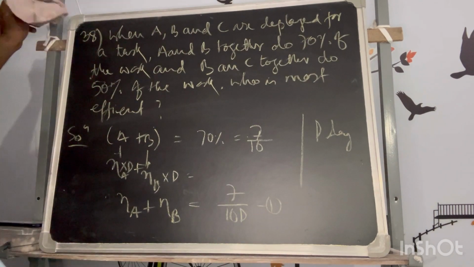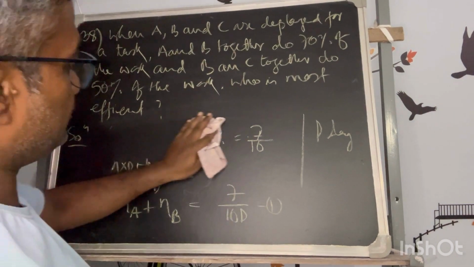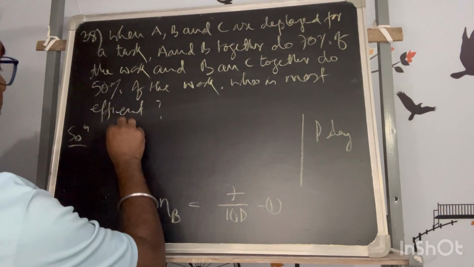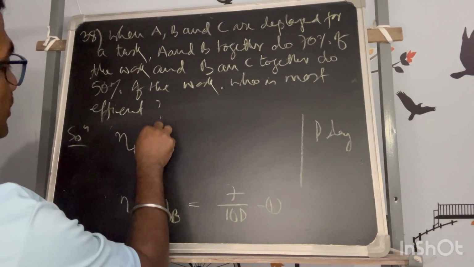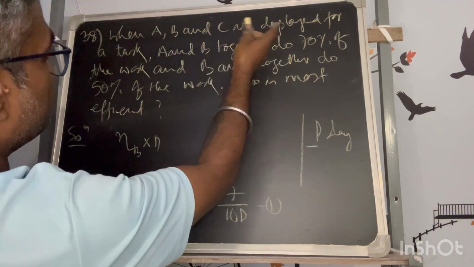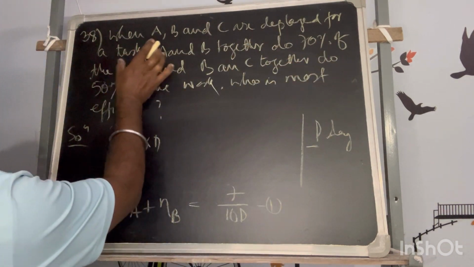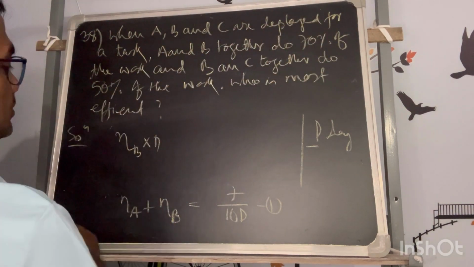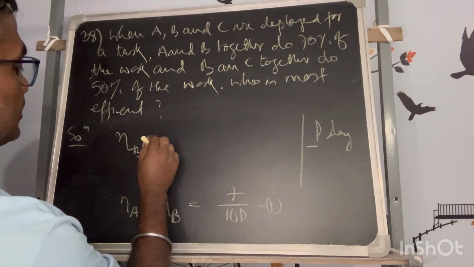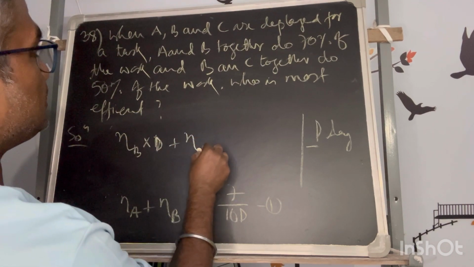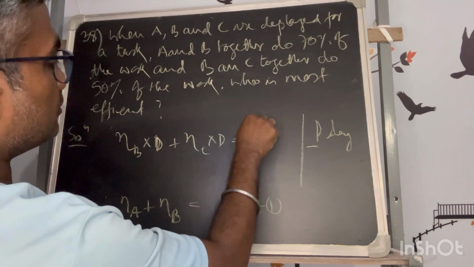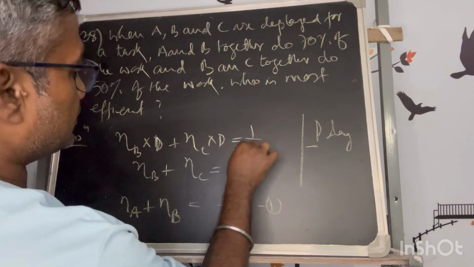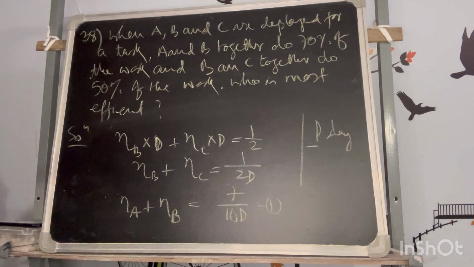In the second case, B and C together are doing 50% of the job. The number of days will be the same because all three are working for the same time. If I combine A's and B's work, they do 70%; if I combine B's and C's work, they do 50%. So B and C into D is equal to half, that is, efficiency of B plus efficiency of C is equal to 1 by 2D.